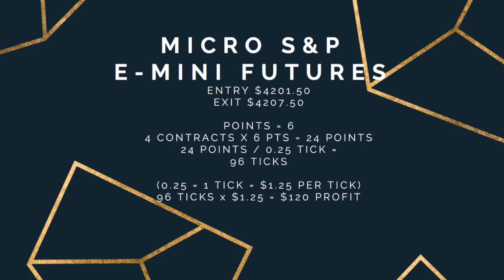Now, let's break down the trade that I took. My entry was at 4201.50 and my exit was at 4207.50. So that gave me a 6-point move. If I was trading a regular E-mini, oh my God, that would have been a beautiful $1,200 profit.